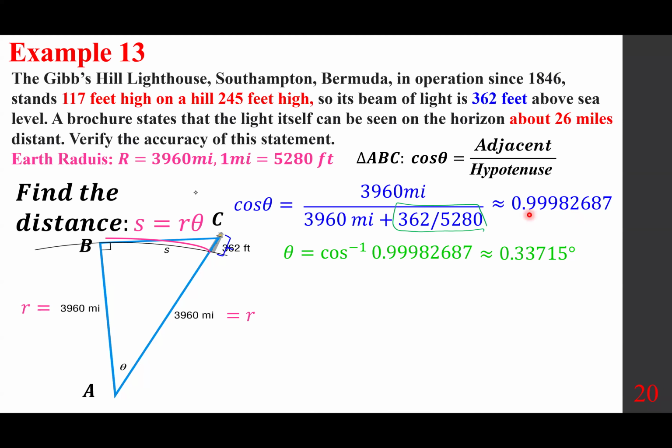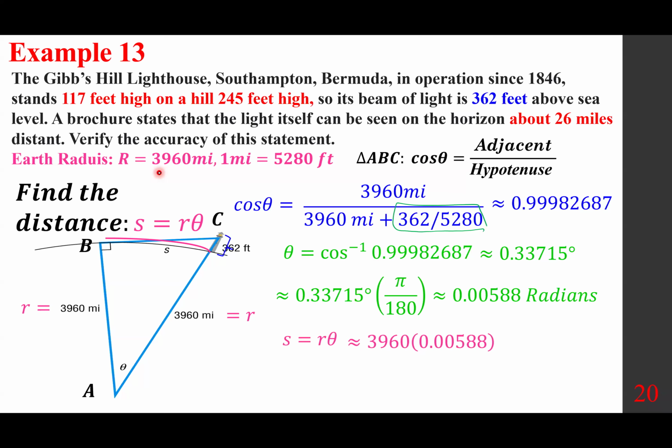Now, S equals R theta. First of all, we're going to change this to a radian by multiplication by pi over 180, which becomes even smaller. Then we're going to multiply it by R, 3960. Becomes 23.3 miles. But they said 26 miles. Overstated the amount.